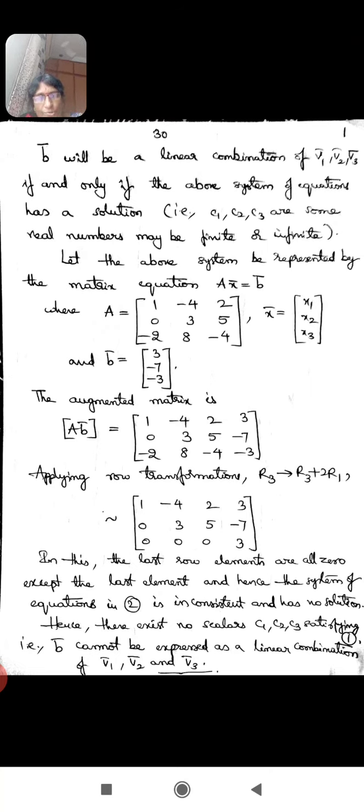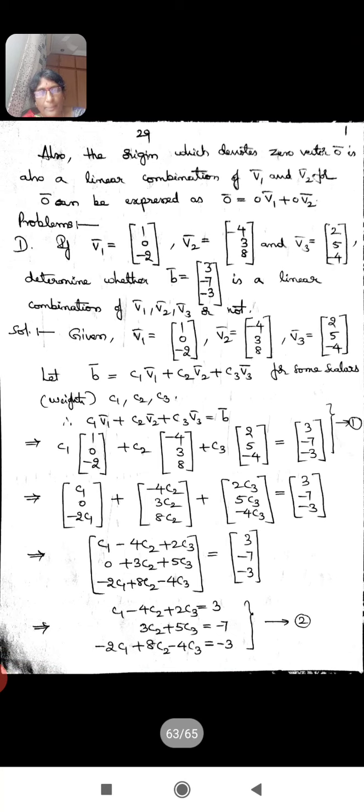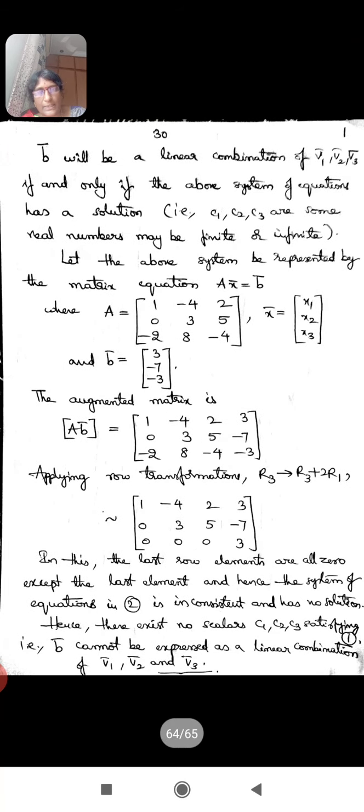If it has no solution, there exist no values for c1, c2, c3. That means b bar cannot be represented as the linear combination of v1 bar, v2 bar and v3 bar. So this is about the concept of linear combination.